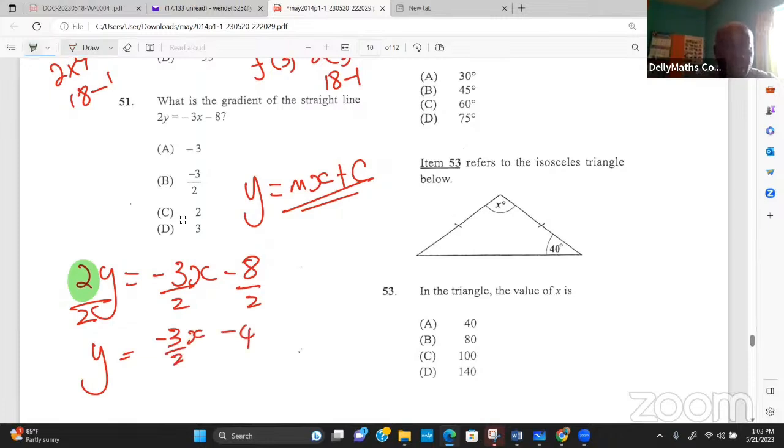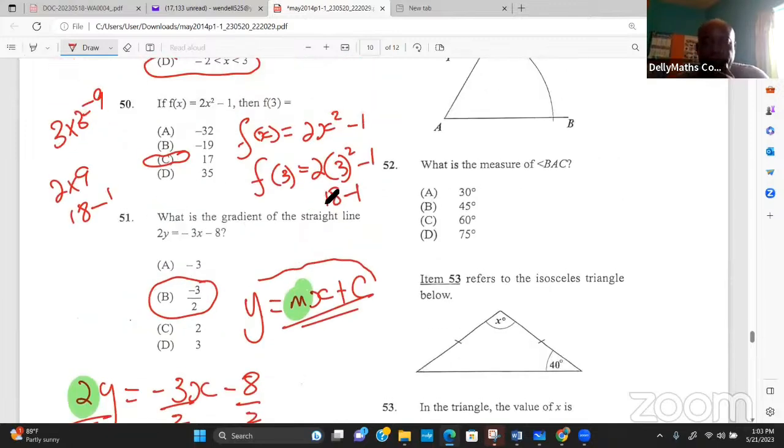And at this moment, my gradient is my m value. It is the coefficient of the x. It is negative 3 over 2. There you go. So that's my gradient right there. So remember, do not try to name your gradient unless it is in the y equals mx plus c form.